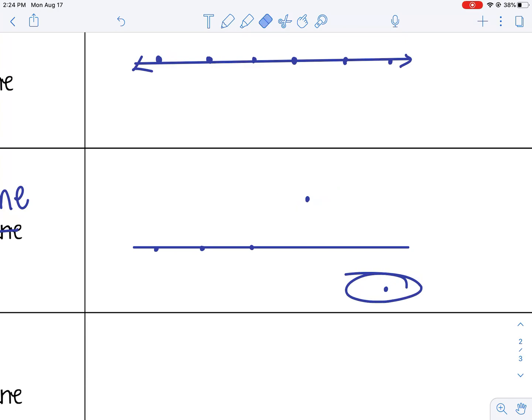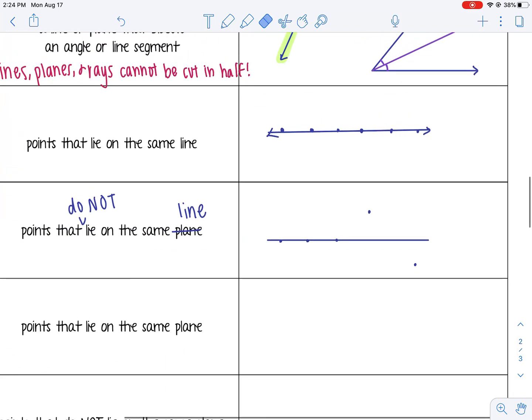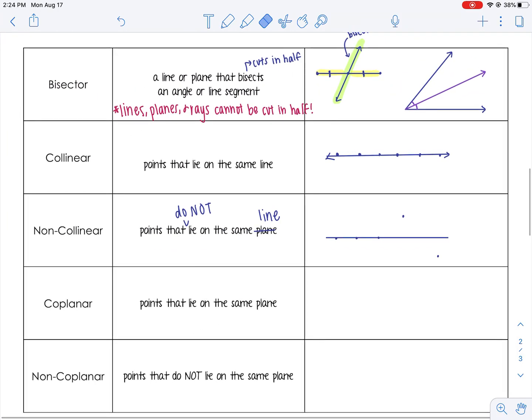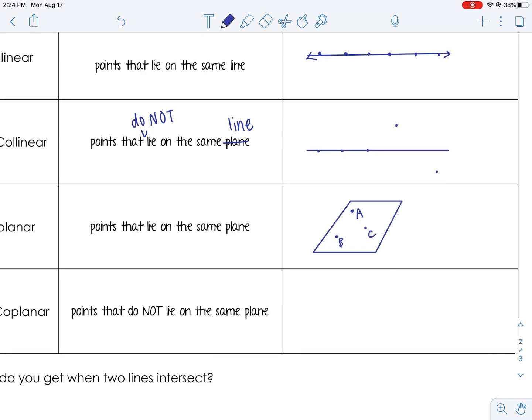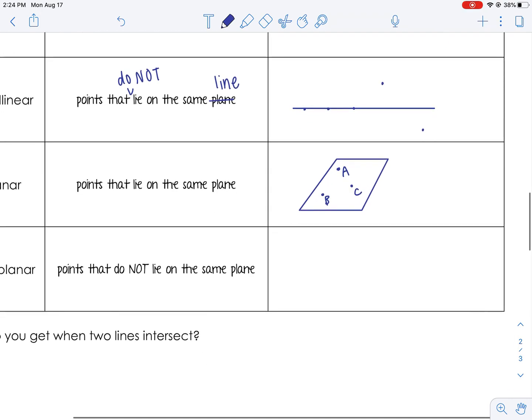They're non-collinear. So just think co, together on a line. Non-collinear, they're not together on a line. Coplanar is the exact same thing. So for example, if I have a plane and I'm going to put some points in it, A, B, C, those are all coplanar because they're all together on that plane.